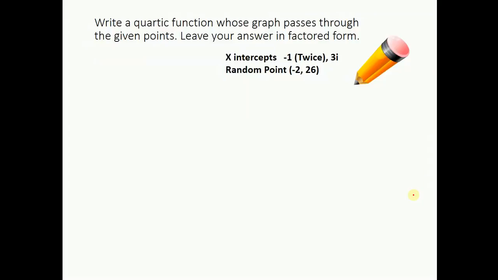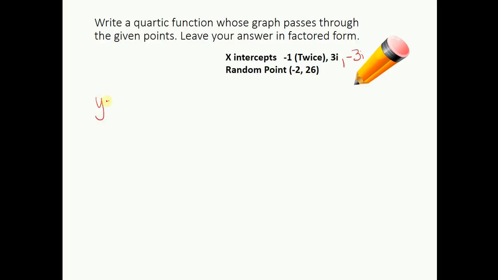Alright, let's try the last one here. So, I have the x-intercepts of negative 1. Now it means twice. That means negative 1 is a twice intercept, which means basically when I factor, it's going to be x plus 1 and x plus 1 twice. And then I get 3i, imaginary numbers. But now remember, guys, we always had a positive imaginary number and a negative. So we also are going to get negative 3i. Now I have a random point of negative 2 and 26.